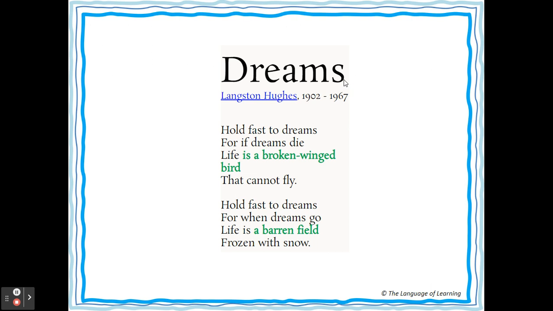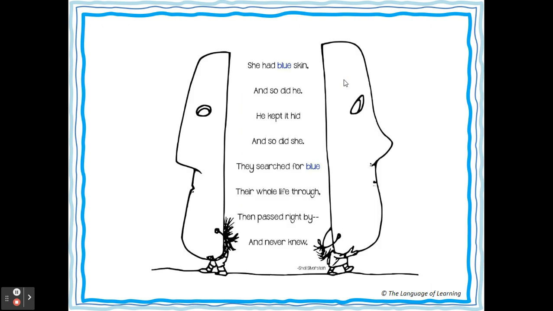So again, we're saying life is like a broken winged bird. And again, that goes back to what we first said about doing things in extraordinary ways. Like, what do you think it means? Life is a broken winged bird. Life is a barren field. So why not just come out and say it? The author is going to go in kind of a roundabout way and get you thinking, okay, what could that mean? Here's another one. Go ahead and read.